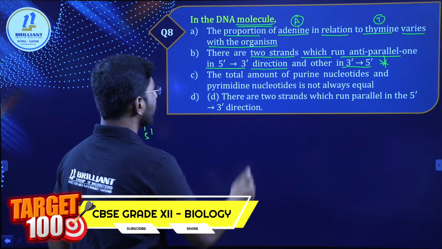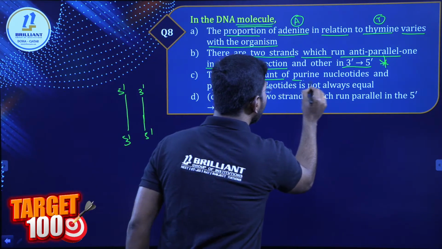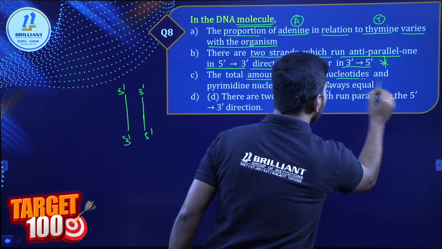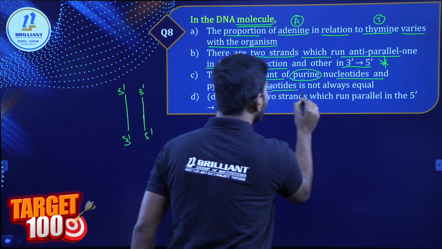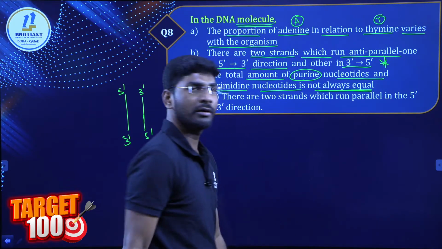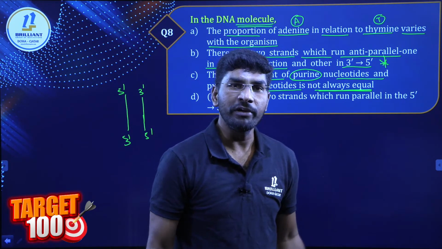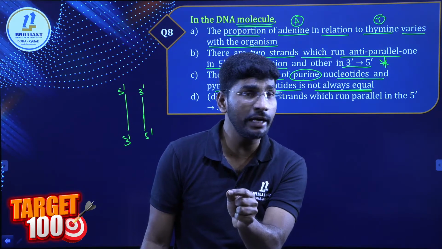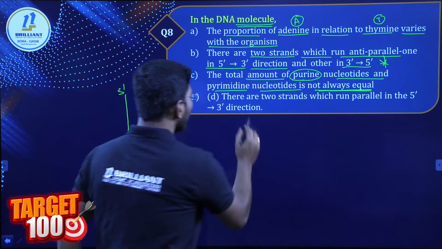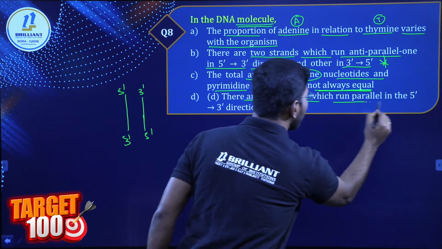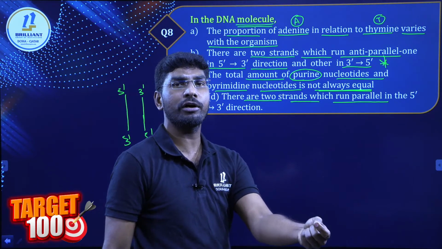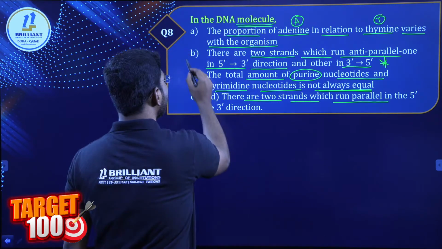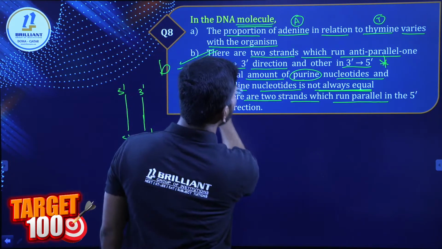Now option C: the total amount of purine nucleotides and pyrimidine nucleotides is not always equal. Where did Chargaff's rule go? According to Chargaff's rule, purines are equal to pyrimidines. Next, the last option: there are 2 strands which run parallel. It's not parallel, it's anti-parallel according to the Watson-Crick DNA model. So the appropriate right answer is option B.